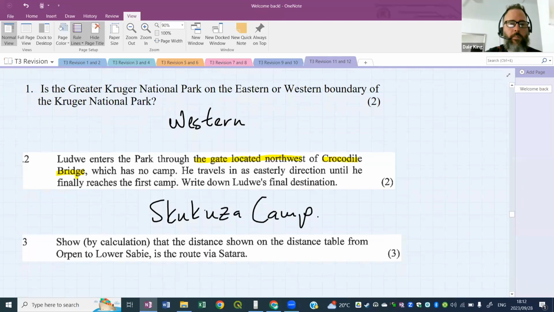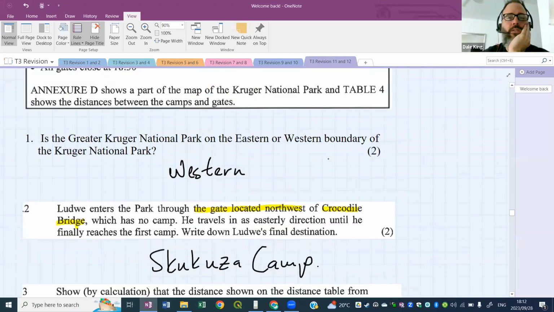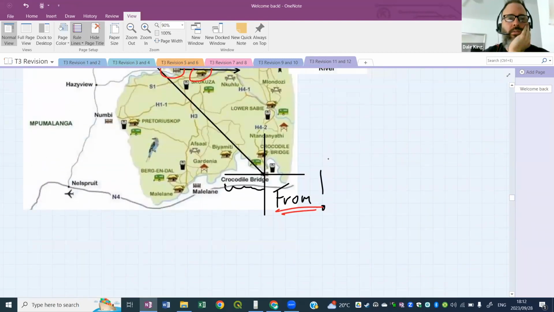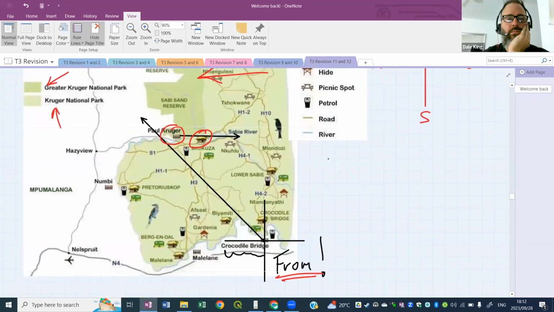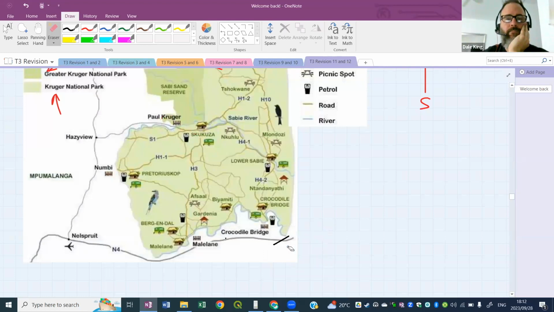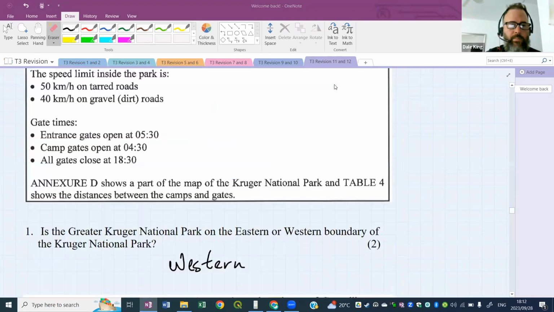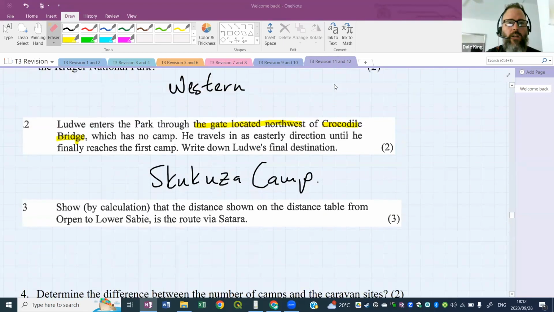Okay, question number 3. Show by calculation that the distance shown on the distance table from Alpen to Lower Sabi is the route via Satara. I don't think we can do this one because we don't have a scale. No scale. Let's read the question again. Show by calculation the distance shown on the distance table from Alpen to Lower Sabi is the route via Satara.